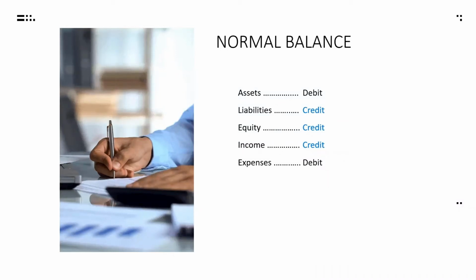Since the normal balance determines when an account increases, if you ever wanted to decrease an account, you would simply do the opposite. A good humorous way to remember each section's normal balance is to think of it as a sandwich. And when it comes to sandwiches, accountants prefer credit sandwiches on a debit bun.